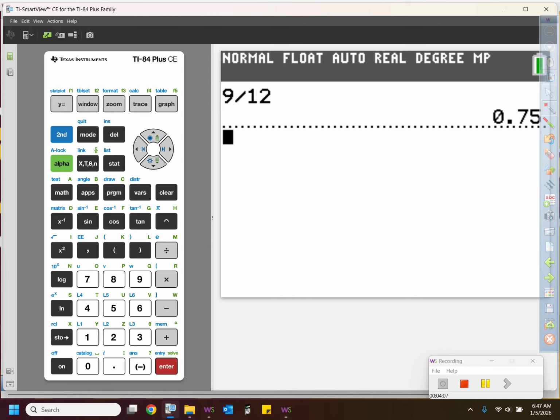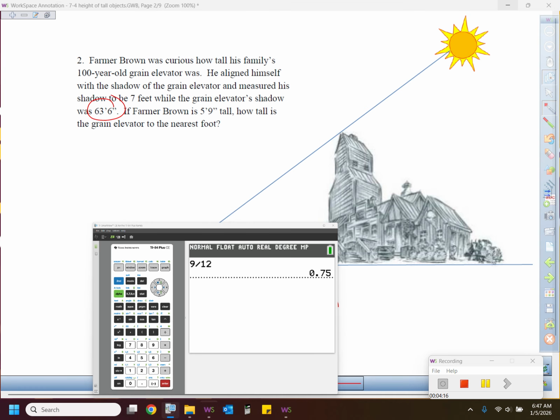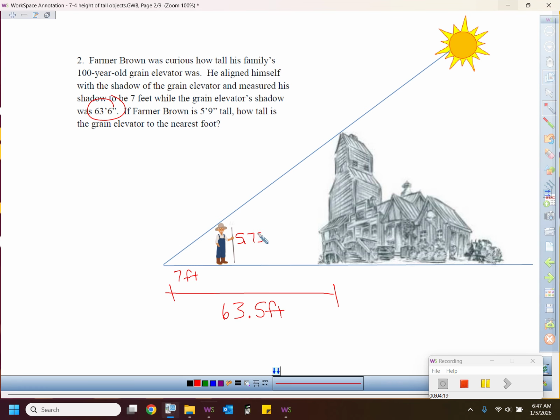So as a decimal, 9 inches is 0.75. So he's 5.75 feet tall in that case. The other thing you always got to put for me is why these two triangles are similar. So we'll put the 90s in there and the shared angle. And then we just set up the proportion. Big over little. I know this side corresponds to that side.